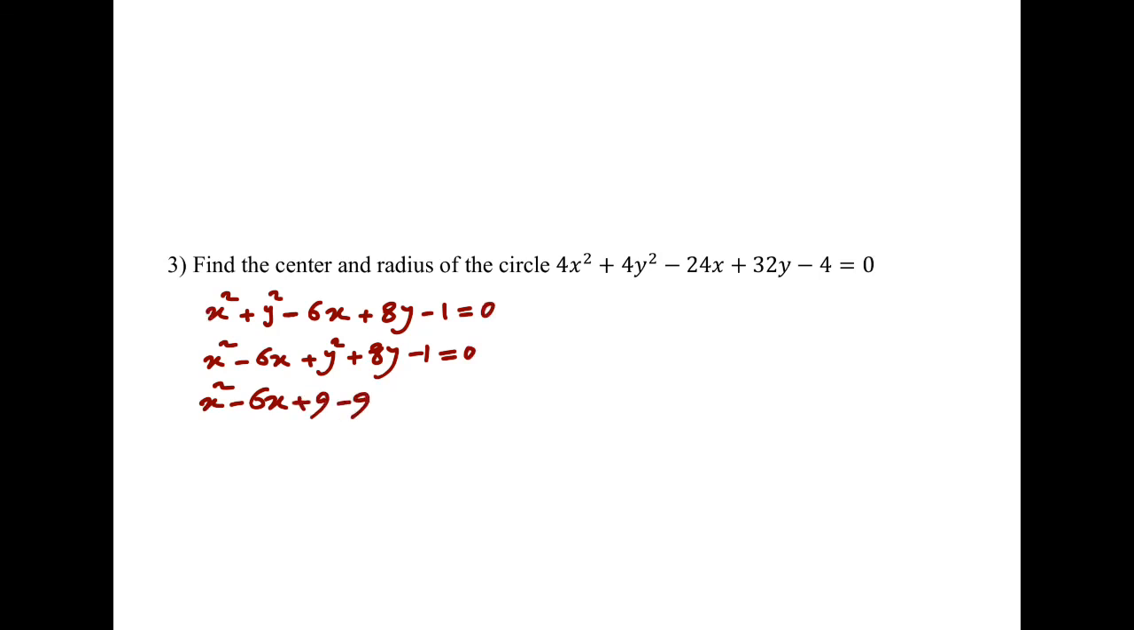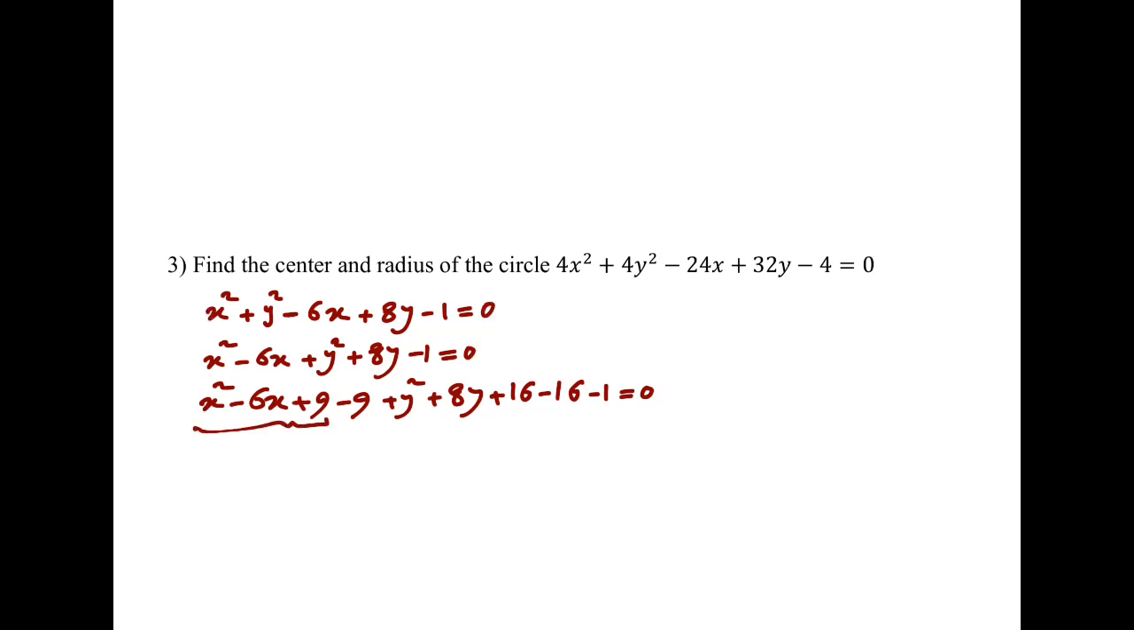And now here we'll do the same thing for the variable of y. But this time we need to divide 8 by 2, which is going to be 4. 4 squared is 16. So we need to add and subtract 16 here. Plus y squared plus 8y plus 16 minus 16. And then we had a negative 1 in the end. Negative 1 equals 0.